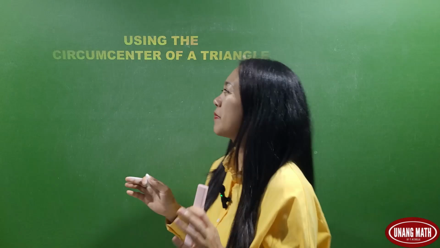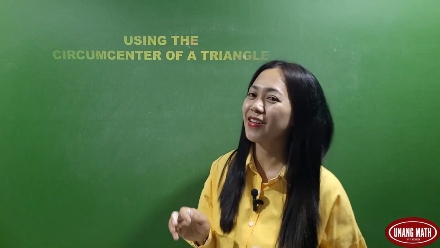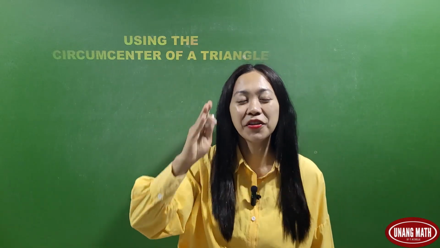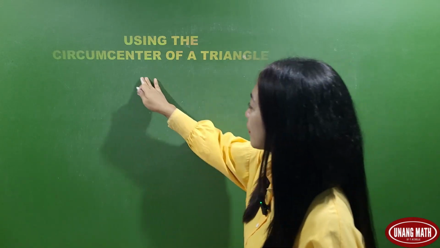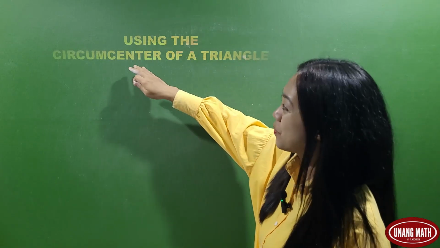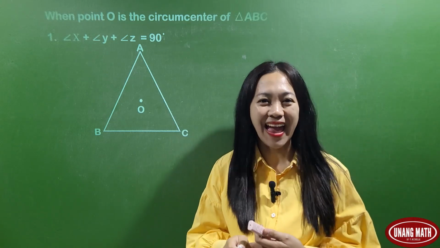In this episode, I will be covering this lesson about using the circumcenter of a triangle. I will be explaining and showing how we use the circumcenter of a triangle in finding the measure of the missing angle. As a brief recall, the circumcenter is also called the center of the circumcircle, and the segment from the circumcenter to a vertex of the triangle is also called the radius of the circle. So how do we use the circumcenter of a triangle in finding the measure of the missing angle?